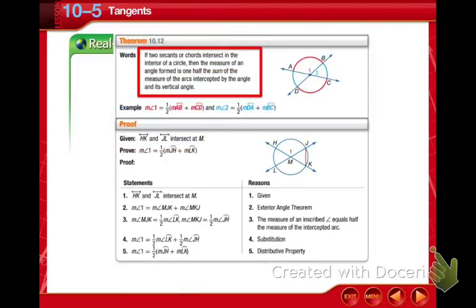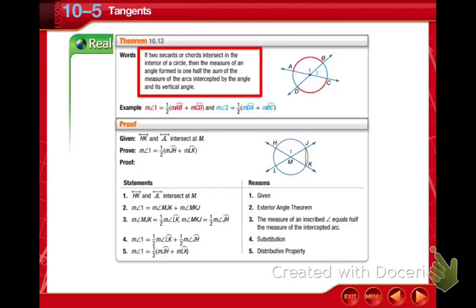Next problem, or next theorem, sorry. This one we're getting into secants now. And it says, if 2 secants or chords intersect in the interior of a circle, then the measure of an angle formed is 1/2 the sum of the measures of the arcs intercepted by the angle and its vertical angle. So, you can see the formula there below.